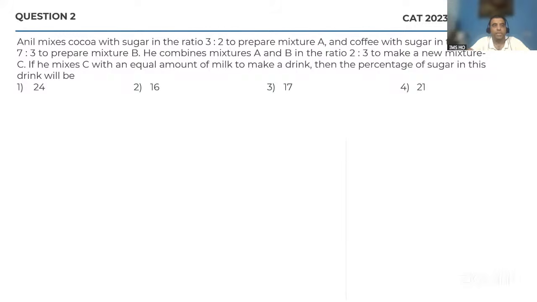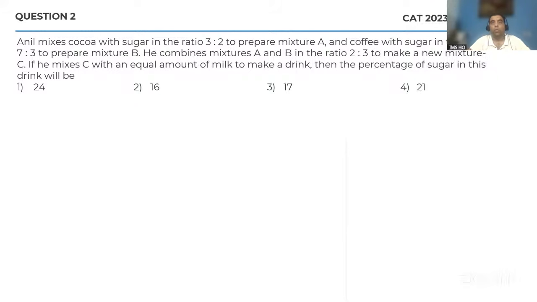The question says, Anil mixes cocoa with sugar in the ratio 3:2 to prepare mixture A, and coffee with sugar in the ratio 7:3 to prepare mixture B. He combines mixture A and B in the ratio 2:3 to make a new mixture C. If he mixes C with an equal amount of milk to make a drink, then the percentage of sugar in the drink will be. I hope it's clear what exactly they're saying in the question.